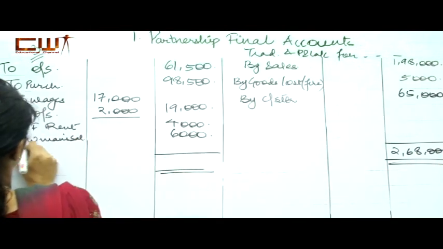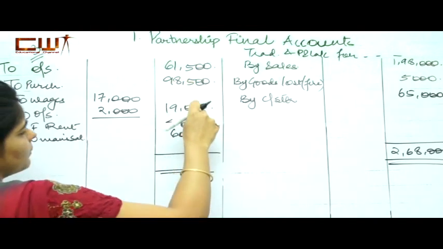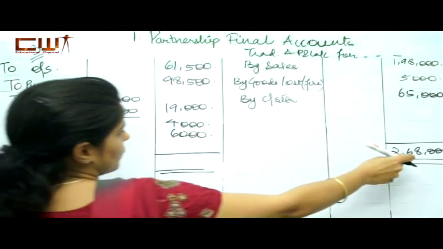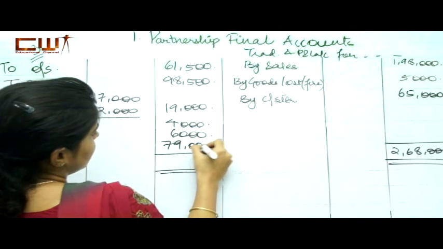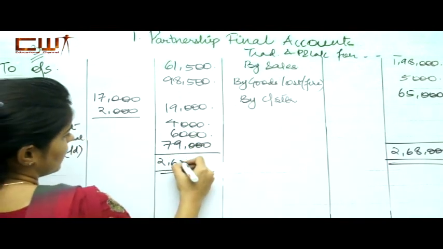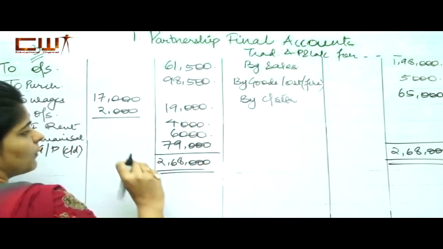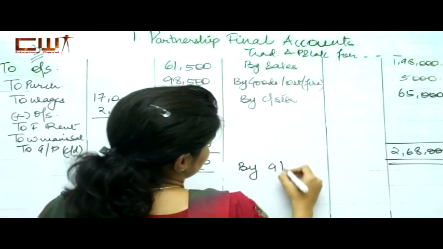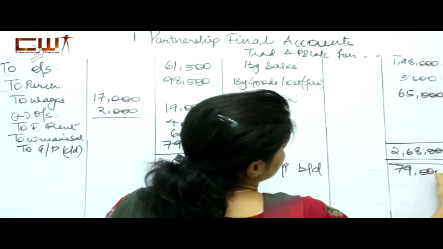Right? And you have the total of the costs. So to this plus this, 61,500 plus 98,500 plus 19,000 plus 4,000 and 6,000. Whatever is the total subtracted from 2,68,000, the balance will be 79,000. That will be known as gross profit, right? And you will carry it down for the preparation of the P&L account. So this is the closure of the trading account. You have prepared the trading account and you have got a gross profit of 79,000. So by gross profit brought down, how much? 79,000.